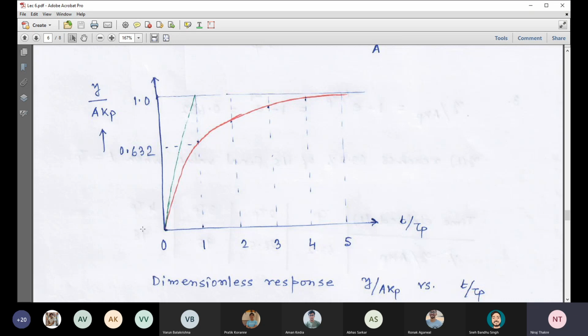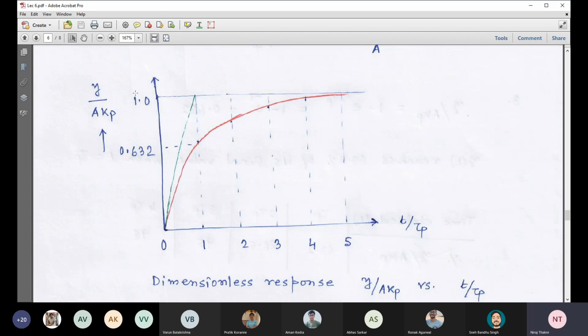Fine. I think you have drawn this dynamic response. In this, y-axis is considered for y divided by A Kp, and along the x-axis we are considering t by tau p. Okay. So it is obviously dimensionless quantities both. Now this red color represents the dynamic response.